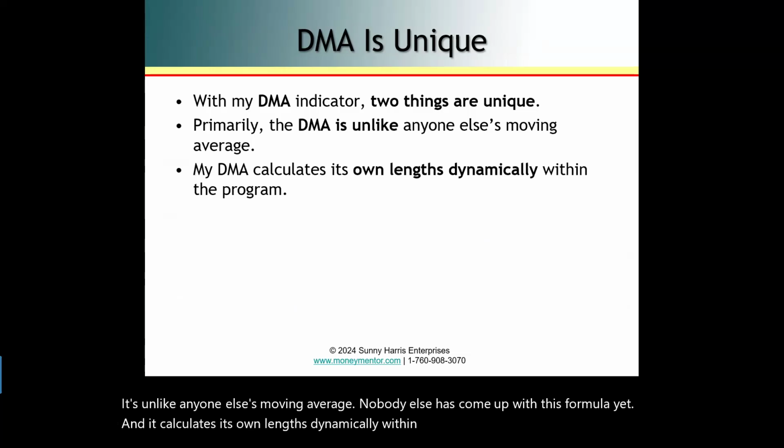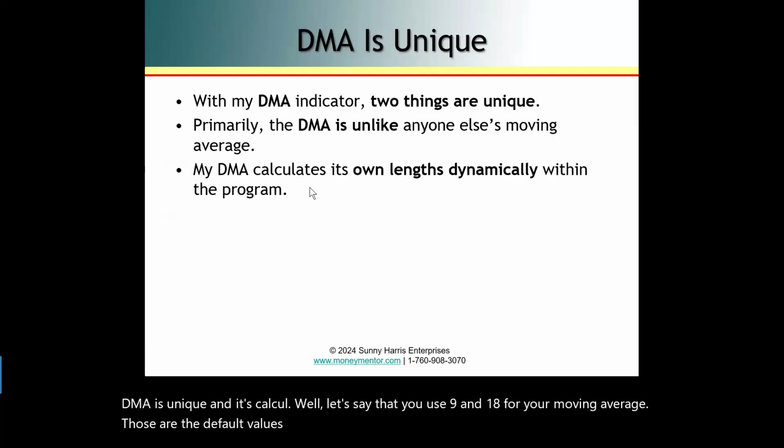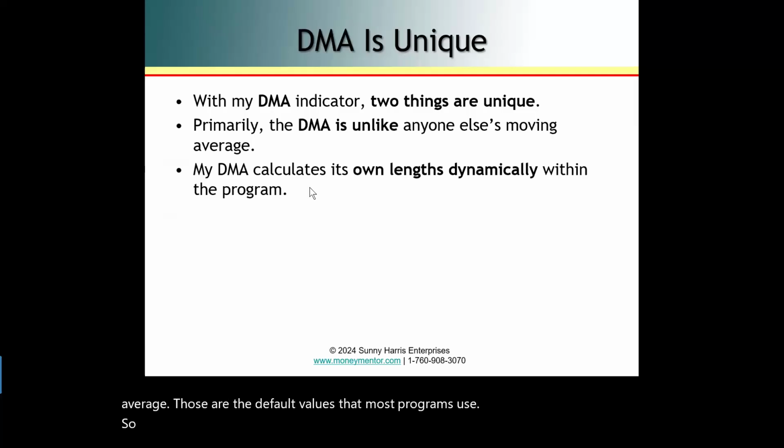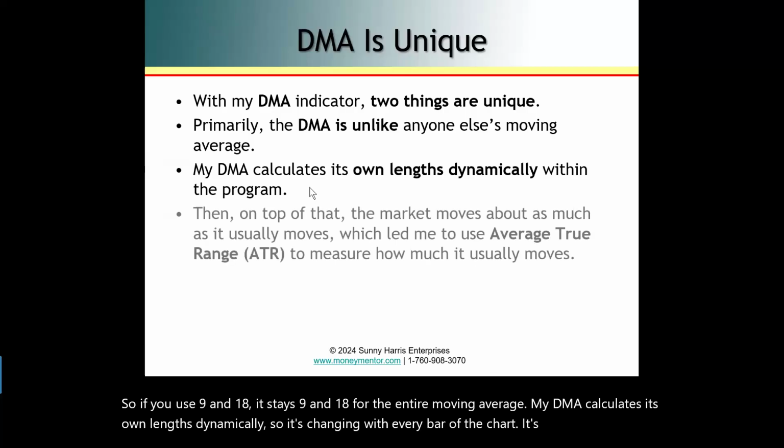So the mathematics of the DMA is unique. Let's say that you use 9 and 18 for your moving average. Those are the default values that most programs use. So if you use 9 and 18, it stays 9 and 18 for the entire moving average. My DMA calculates its own lengths dynamically. So with every bar of the chart, it's changing those input values.